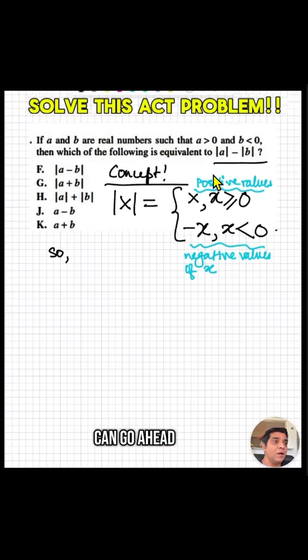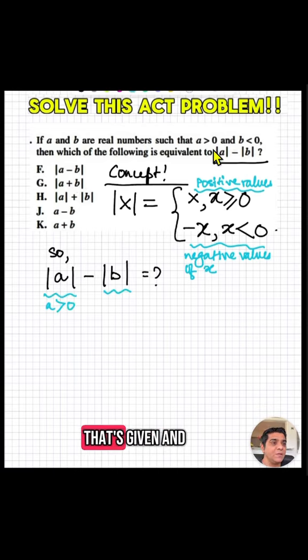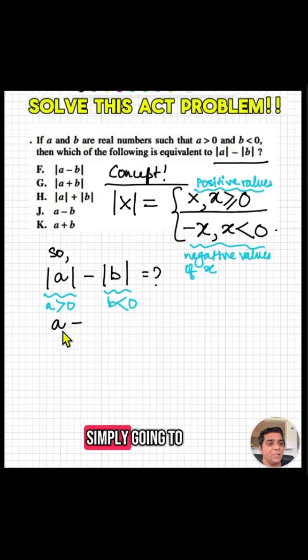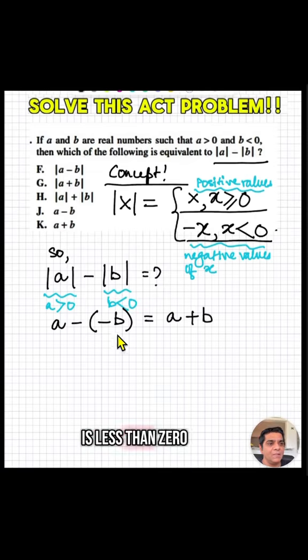So now we can go ahead and solve our problem. We have the absolute value of A minus the absolute value of B. So that is equal to what? Let's calculate that and go straight to the answer from there. We know that A is greater than 0, that's given, and B is less than 0, or negative, that's also given. Using the first part, A is greater than 0, the absolute value of A is simply going to be A, just like here. And minus the absolute value of B, we're going to use this part. So it's going to be negative B, just like negative x when x is less than 0, and B is less than 0, so negative B.